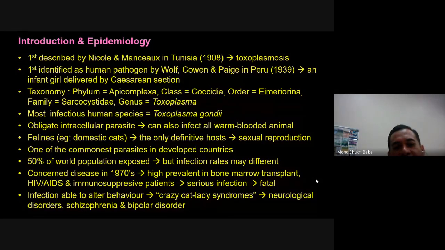Crazy cat lady syndrome, which involves neurological disorders, schizophrenia, bipolar disorder. Okay, by now saya harap awak tahu apa maksud schizo and bipolar. Alright, because bila melibatkan crazy cat lady syndrome tu, dia melibatkan neurological disorders lah.